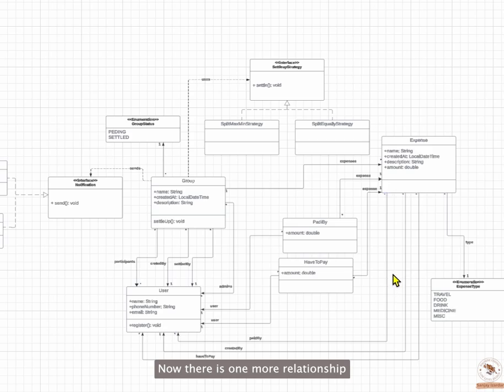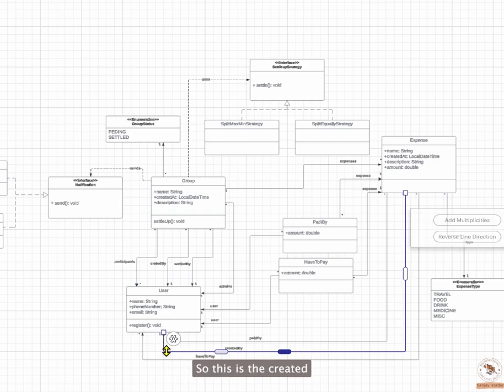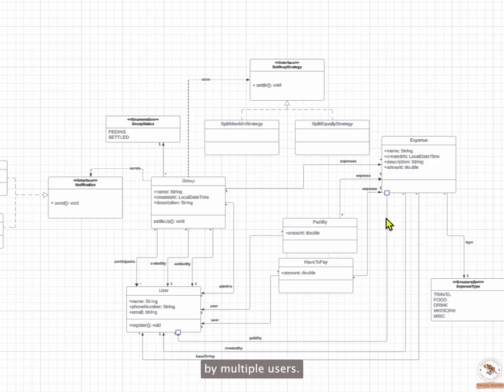Now there is one more relationship between expense and the user. So the expense can be created by a user. Okay, that's why we have one to many relationship between user and expense. So this is the created by relationship. The second relationship is paid by. Okay, so one expense can be paid by multiple users and one user can pay for multiple expenses. That's why we have many to many relationship.